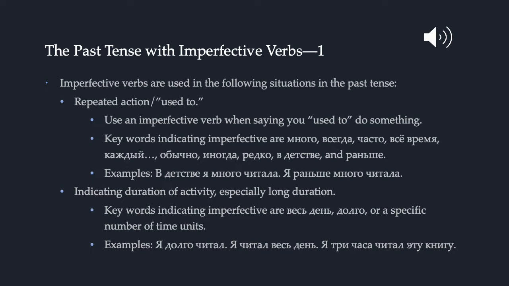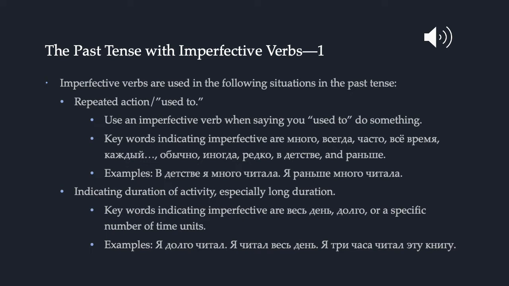an imperfective verb. And some key words that indicate imperfective verbs are много, a lot, всегда, always, часто, frequently, все время, all the time, каждый день, каждый час, каждую неделю, whatever, so every unit of time. Обычно, usually. Иногда, sometimes or occasionally. Редко, rarely, so even if it's rarely, it's still a repeated action. В детстве, in childhood or as a child. And раньше, which means earlier, but is often used with these used to phrases.